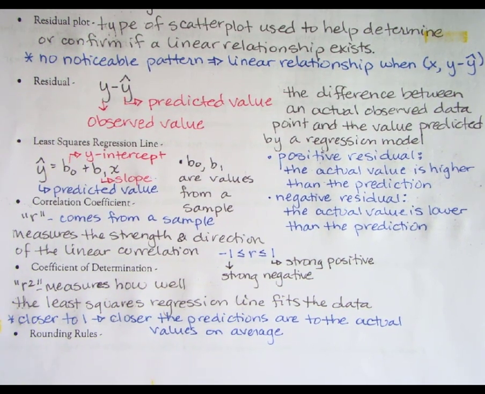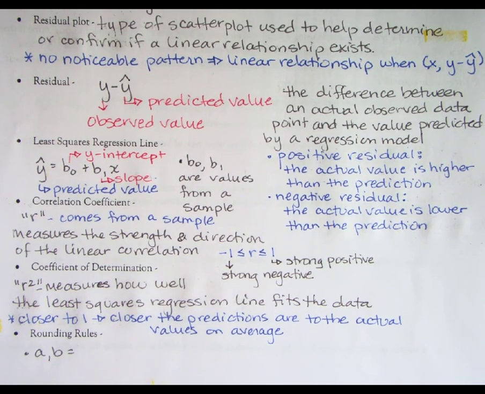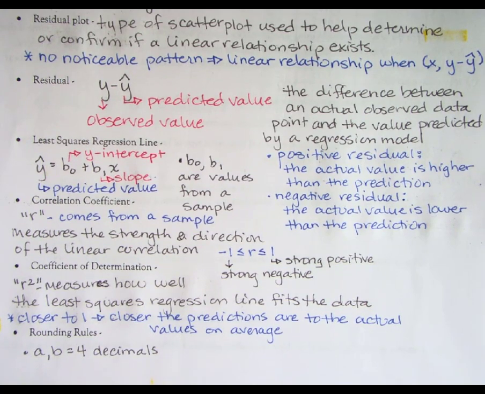Finally, we have a lot of variables floating around, so we need some rounding rules. First, when we are writing our least squares regression line, we are going to have values for a and b. We're going to round these to 4 decimals. Above, our least squares regression line uses b sub 0 and b sub 1. On our calculator, these are going to be replaced with the values a and b.